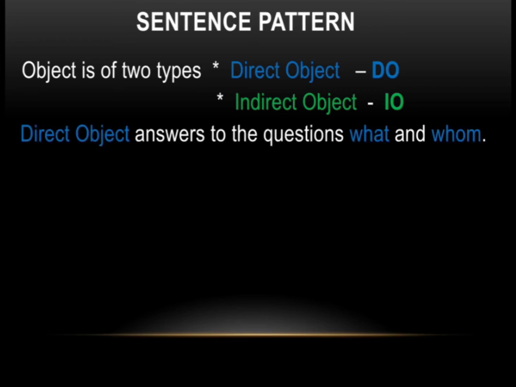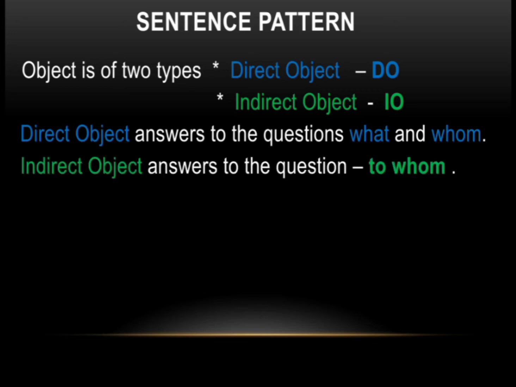Direct object answers to the question what and whom. Direct object is the object itself and so it answers to the question what and whom. Indirect object answers to the question to whom. Now remember, direct object answers to the question what and whom and indirect object answers to the question to whom. Now let us see the example.